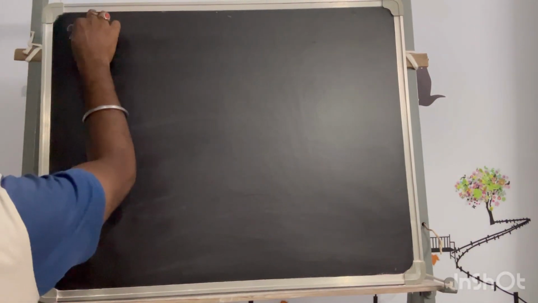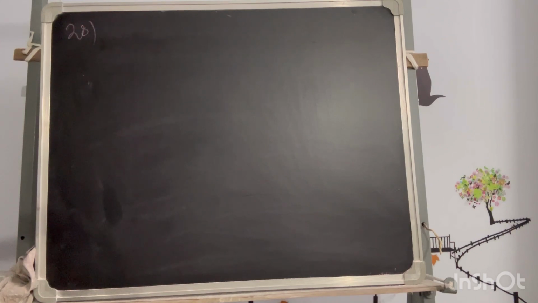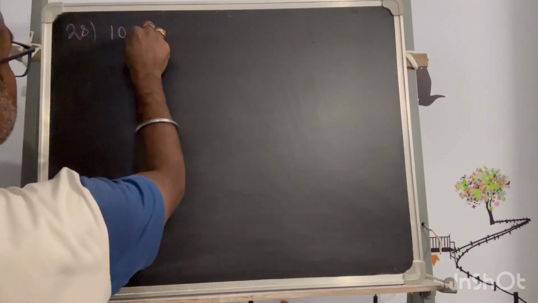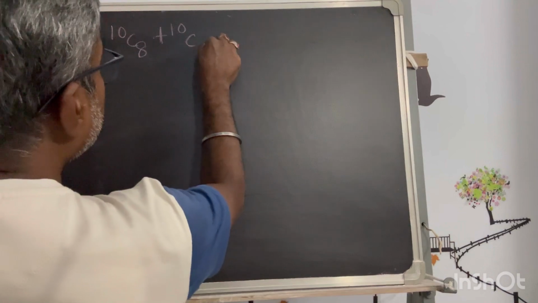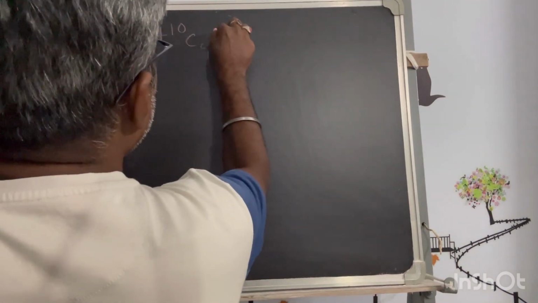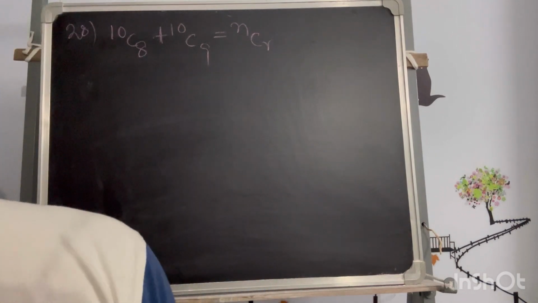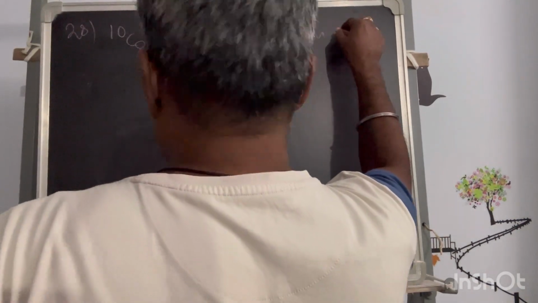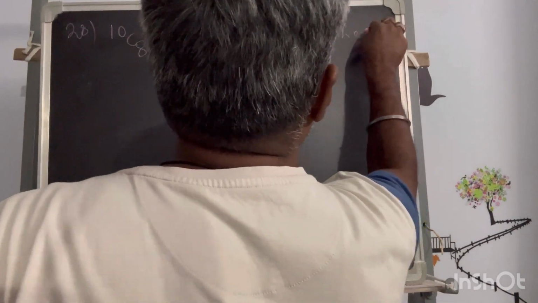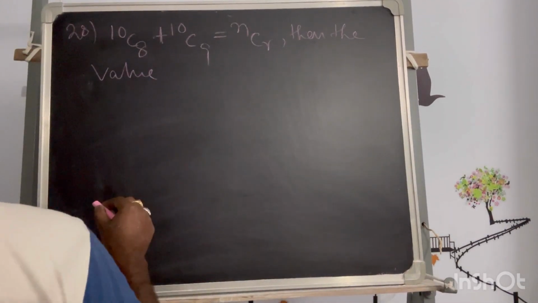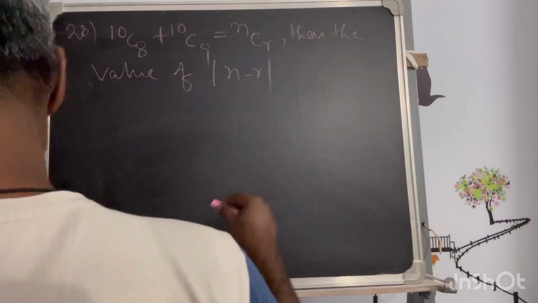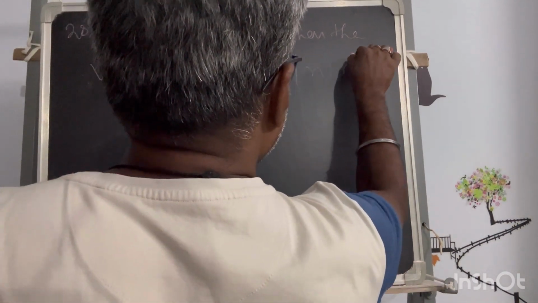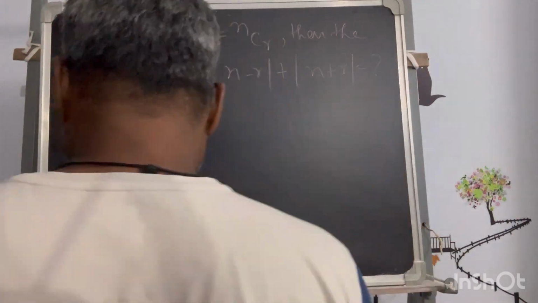The next is 8C8 plus 10C9 equal to nCr, then the value of mod n minus r plus mod n plus r is equal to how much? You have to find it. Okay.